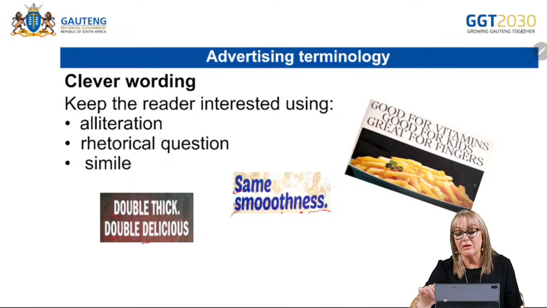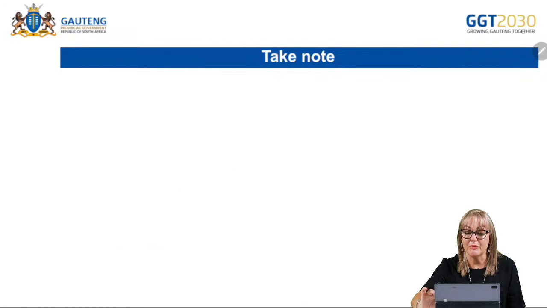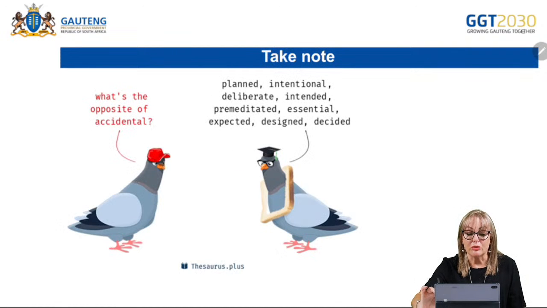And that one, another potato one, good for vitamins, good for kids, great for fingers, because you can easily eat a chip. It's not difficult. You don't need a knife and fork. So take note of this little picture here.